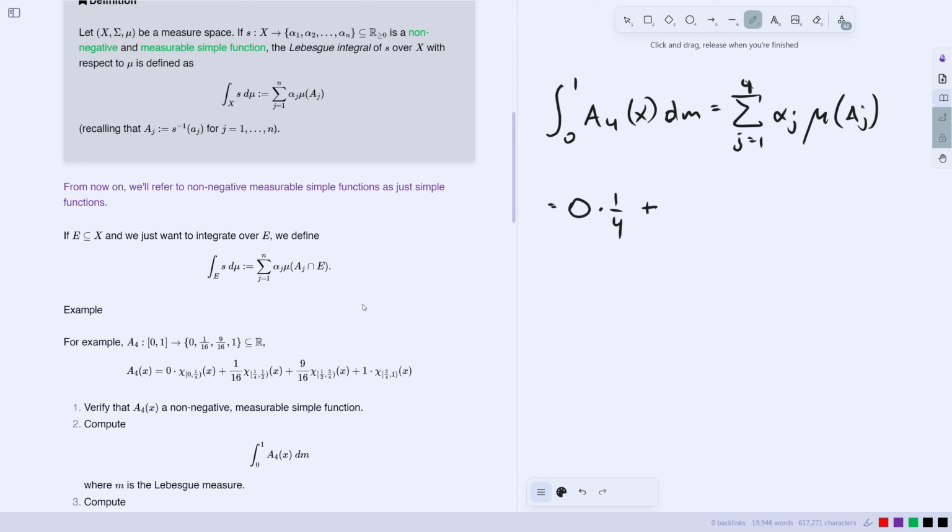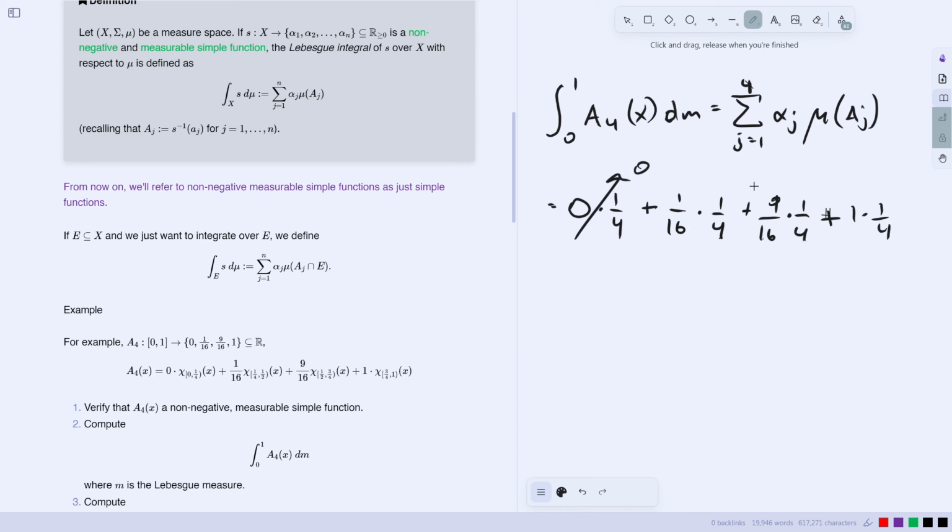That's just going to give us 0. What about the next one? Well, alpha 2, the second term, is just going to be 1 over 16. That's the height. And then what's the base? It's going to be the length of this set right here, the Lebesgue measure of this set. That's 1/4 to 2. This thing has Lebesgue measure 1/4. And you just keep going. We're going to have 9/16. The Lebesgue measure of that set is 1/4. And then we're going to have 1. The Lebesgue measure of that set is also 1/4. That's 0. You can plug this into your calculator and have fun.